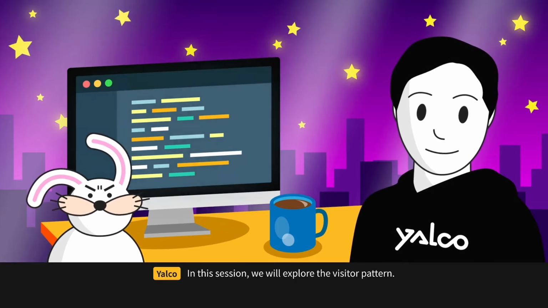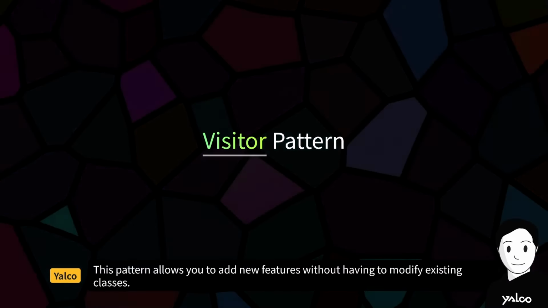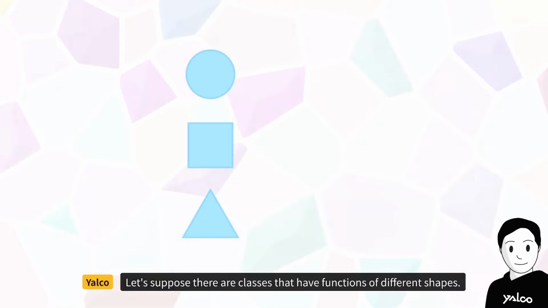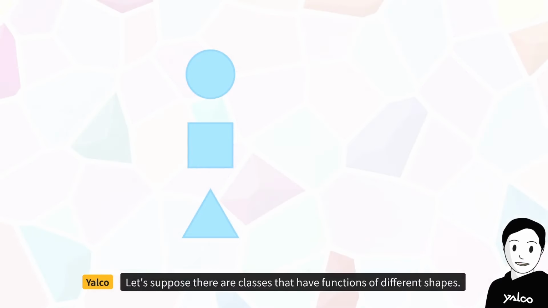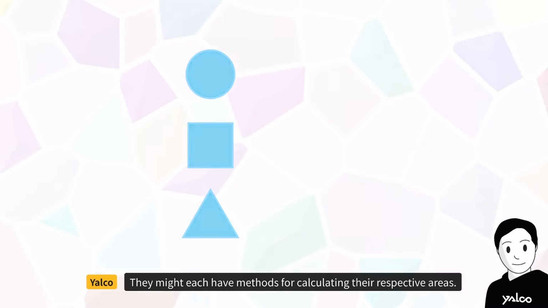In this session, we will explore the visitor pattern. This pattern allows you to add new features without having to modify existing classes. Let's suppose there are classes that have functions of different shapes. They would probably be concrete classes derived from a specific interface or abstract class. They might each have methods for calculating their respective areas.